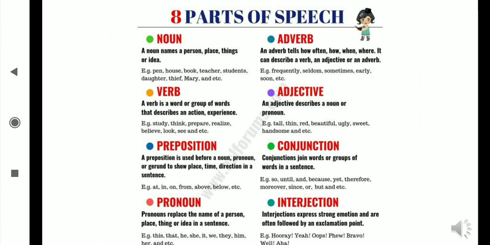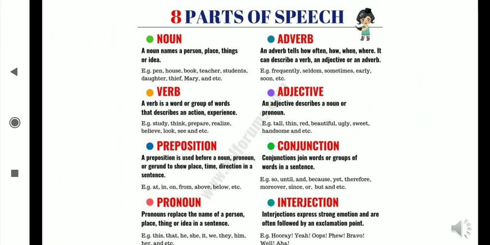First part of speech is noun. A noun names a person, place, thing, or idea. For example, pen, house, book, teacher, students, daughter, thief, Mary, etc.